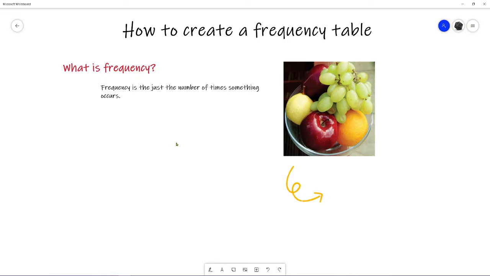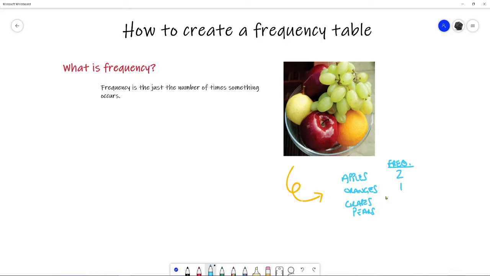So that could be as simple as me counting, for example, and saying to myself, okay, in this situation here, in this bowl of fruit, I have apples, I have oranges, I have grapes, and I have pears, right? The frequency of apples is just the number of apples that occur. And in this case, I can see 2. So my frequency would be 2.